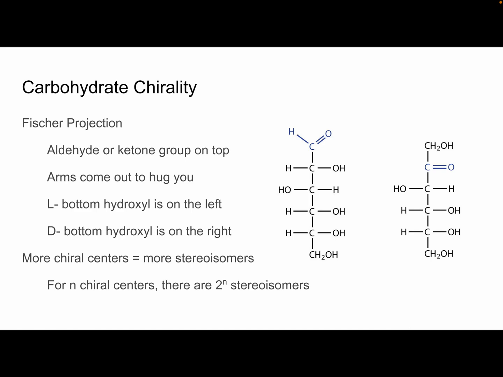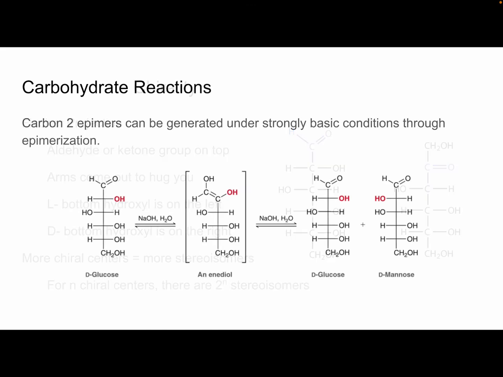More chiral centers means that you have more stereoisomers. So if you have n number of chiral centers, there are 2 to the n power of stereoisomers. Again, on the longer video, there's a whole chart that has a bunch of them on there, but that's about all we want to go through. Now we're going to move into the carbohydrate reactions.